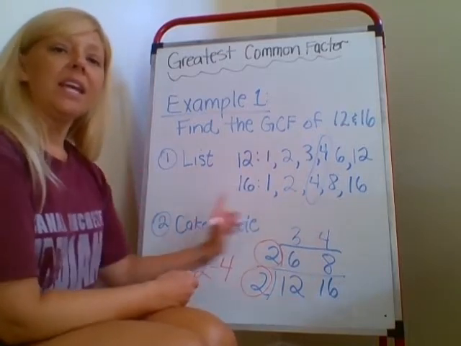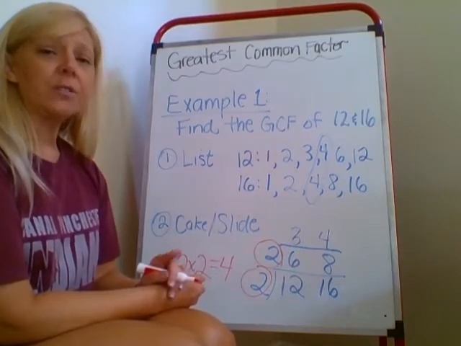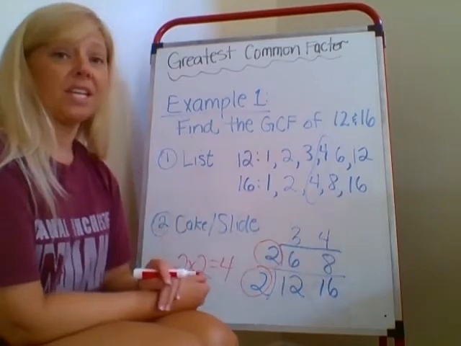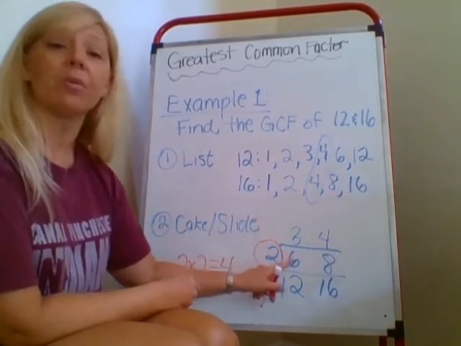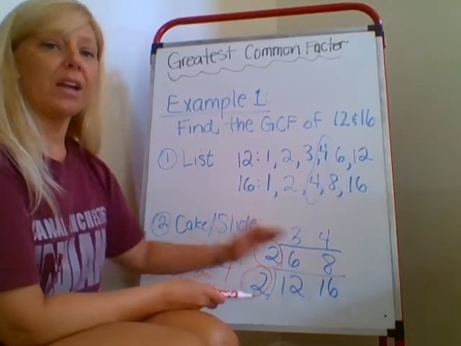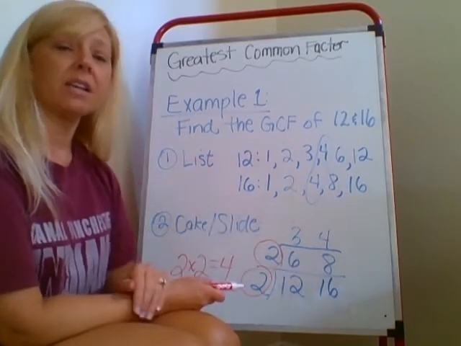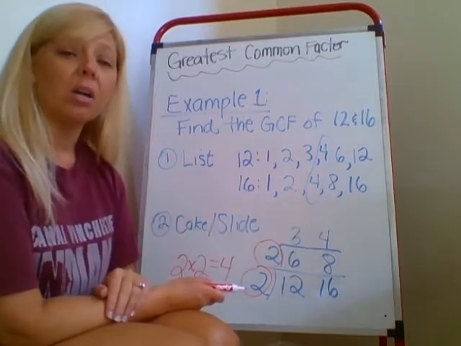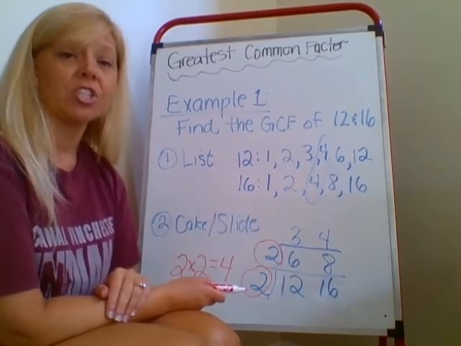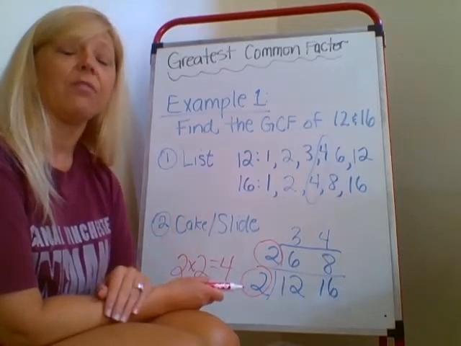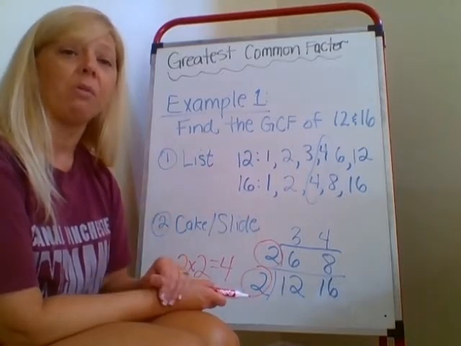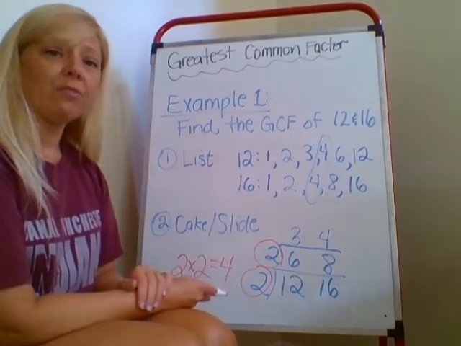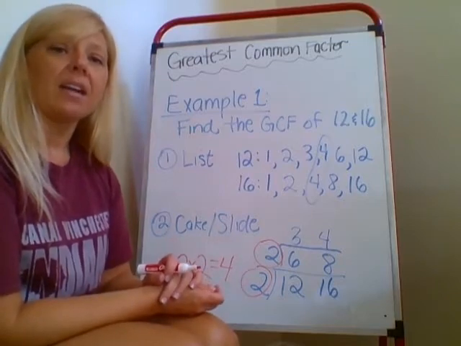The reason I like the cake and the slide method is because, first of all, if I have 12 sixteenths, 3/4 is my simplest form, and an equivalent ratio is 6 to 8. So it also gives me equivalent ratios in the slide method. And if this was a word problem, 3 and 4 would be part of my word problem answers, which I'm going to show you in the next video with greatest common factor word problems and least common multiple word problems. So that is one way to find greatest common factor. Now let's look at another example.